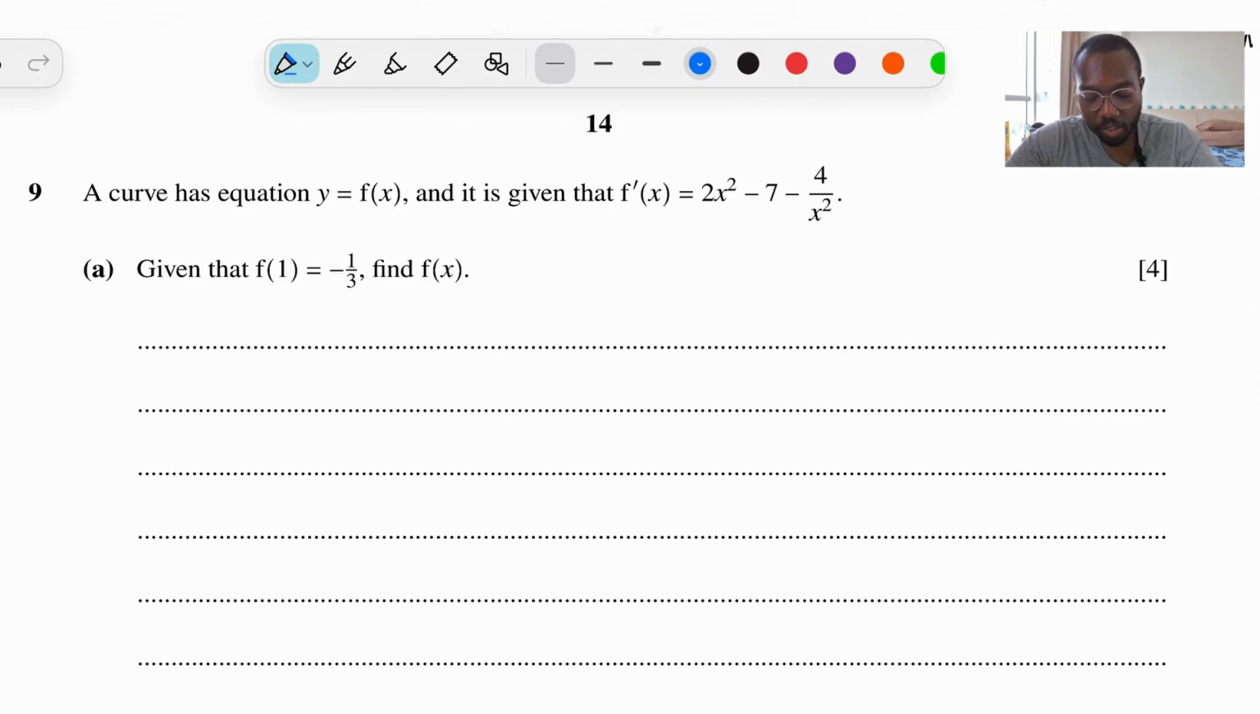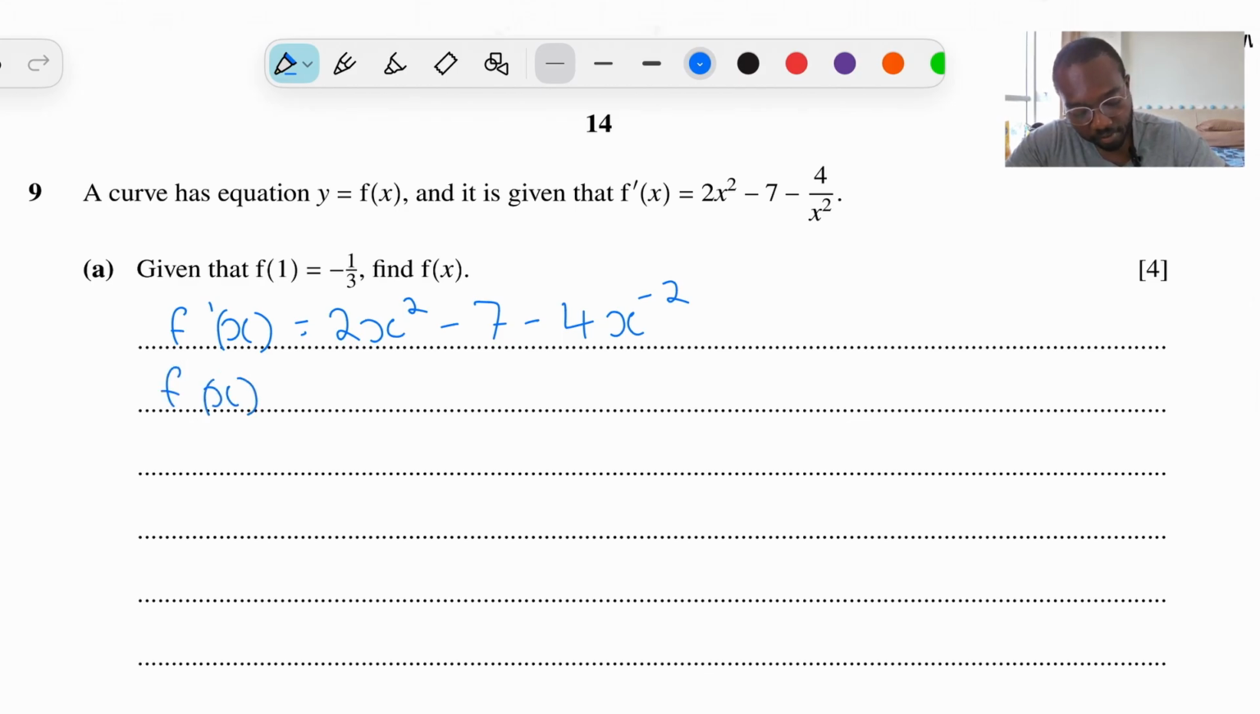For this question, I'm just going to rewrite the f dash x as 2x squared minus 7 minus 4x to the minus 2. And we need to integrate this. So if we integrate this, we get f of x is equal to 2x to the power of 3 over 3 minus 7x. And then this one would be minus 4x to the minus 1 over minus 1. And then we have the plus c.